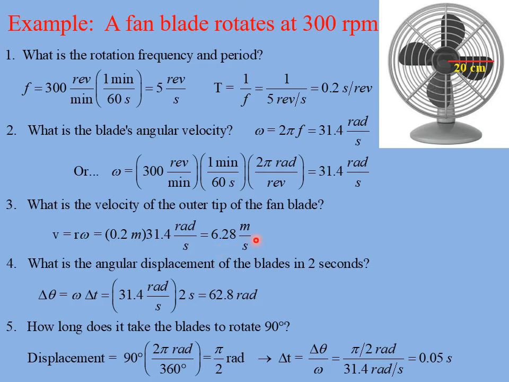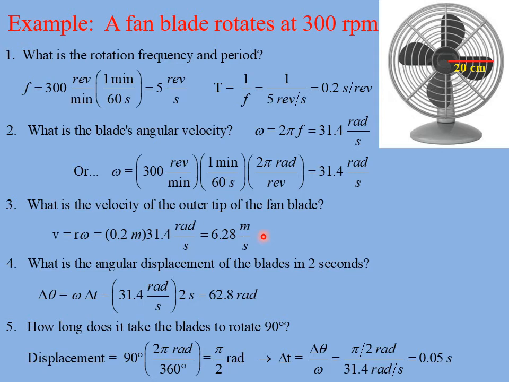Now, some of you might be wondering about the units here. What happened to this radian here? We've got meters divided by seconds, and that's all I show here. What happened to the units of radians? Well, this is kind of interesting. The radian has no units. It's unitless. And the reason for this is, remember how we can define radians.